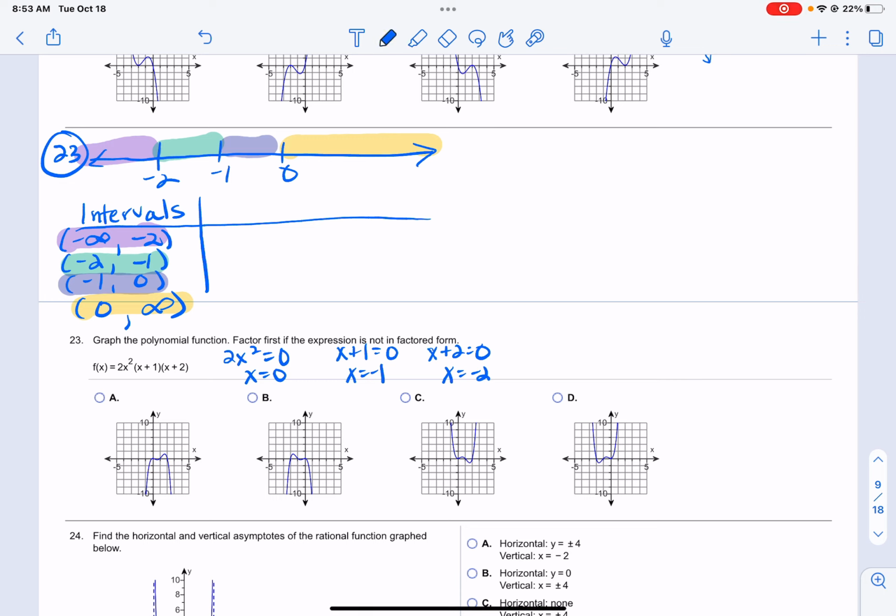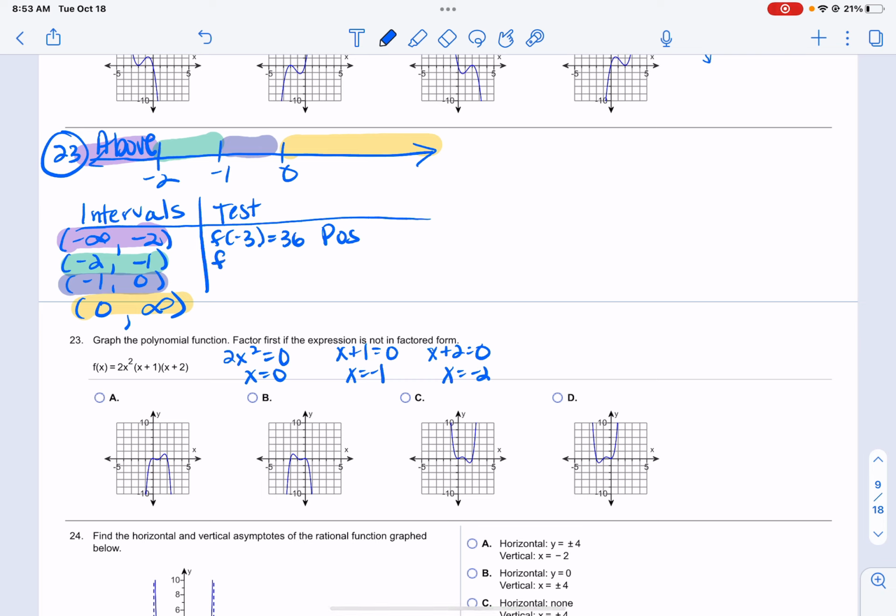So I'm going to pick a test point in each one of those intervals. For example, in the first interval, I'm going to pick -3. So f of -3 is 36, which is positive. So that means the graph is going to be above the x-axis in that interval.